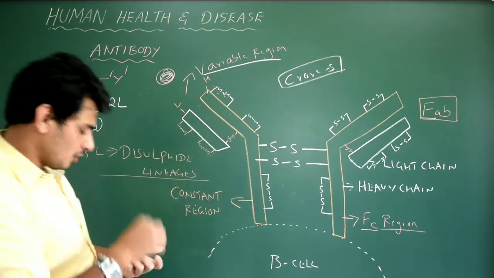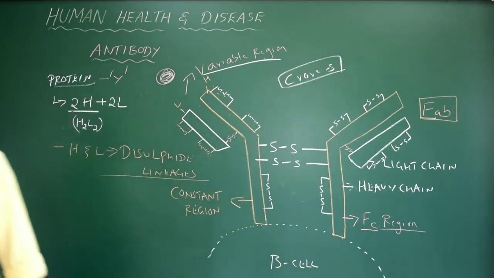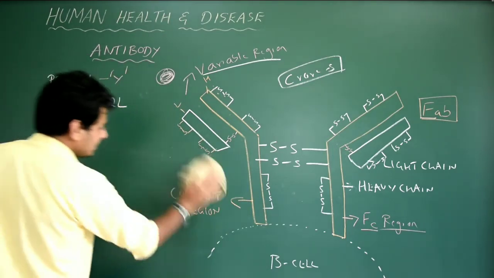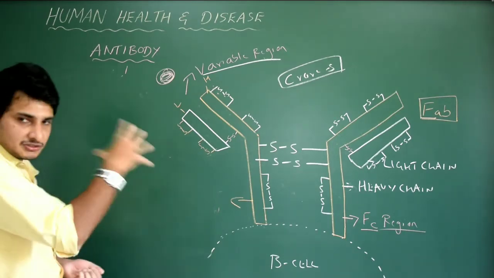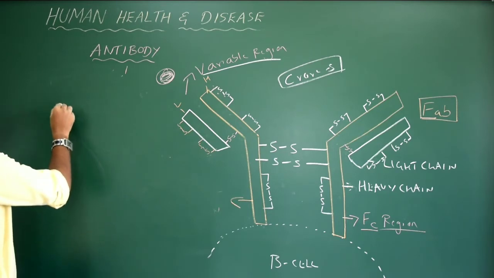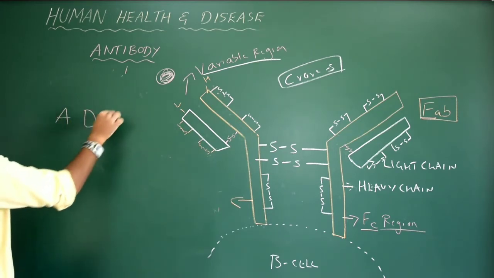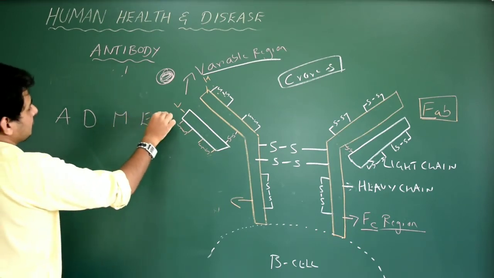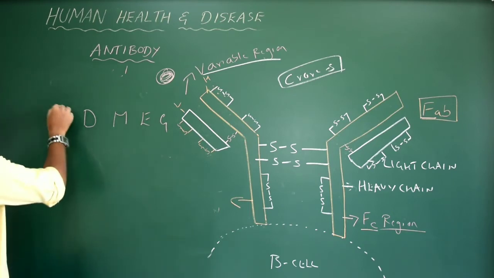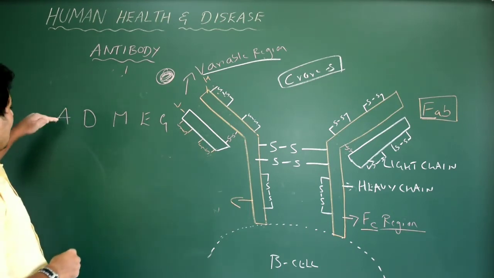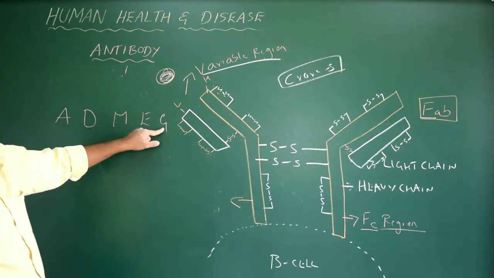Let me just give you one more piece of information. You may get one more question like name the different types of antibodies. So this is all about the structure, very easy. Don't forget this. There are 5 different types of antibodies. See the code. How do you read this? ADMEG. You read it like this, ADMEG, and this is actually antibody A, antibody D, antibody M, antibody E and G.